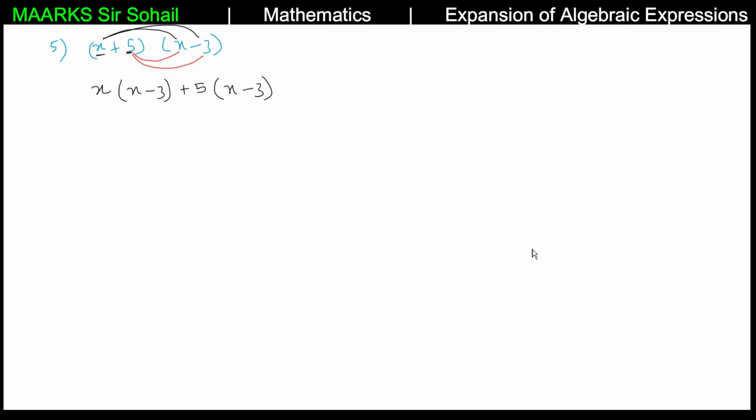I tell you again, first variable you need to write from the first bracket and copy the second bracket as it is, then plus 5 and copy the second bracket as it is. Now you can easily multiply this x with this whole term and 5 with this whole term, and once you get acquainted with it, you have some practice, then you can do it directly also. You can skip this step on which I made a star.